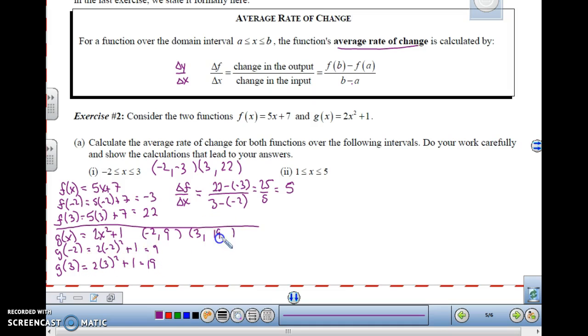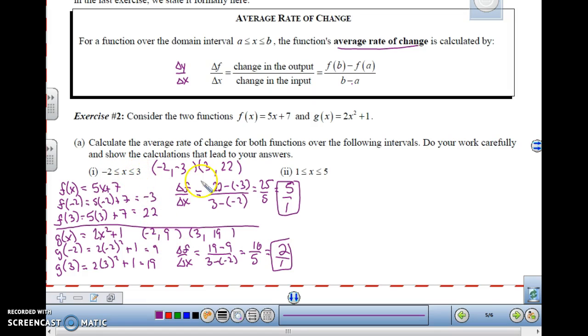So there are my 2 points. So delta f over delta x would be 19 minus 9 over 3 minus negative 2. 19 minus 9 is 10. 3 minus negative 2 is 5. And 10 over 5 is 2. So your average rate of change is 5 over 1 for f. So for every input of 1, you get an output of 5. For g, for every input of 1, you get an output of 2. All right, so that's average rate of change over the interval from negative 2 to 3.